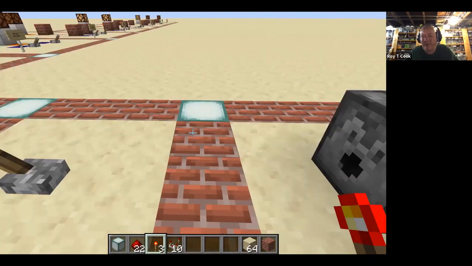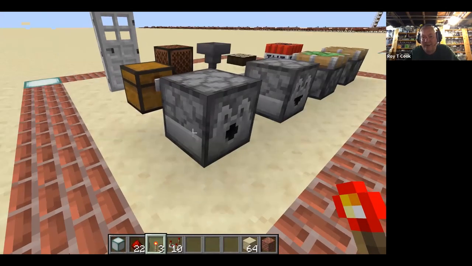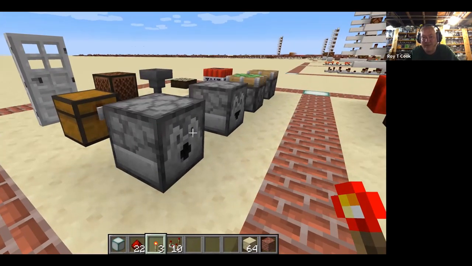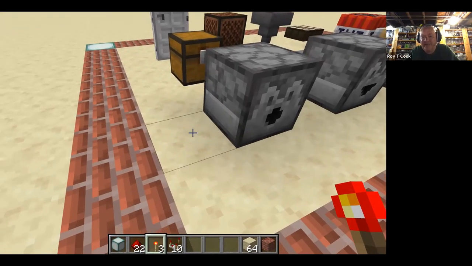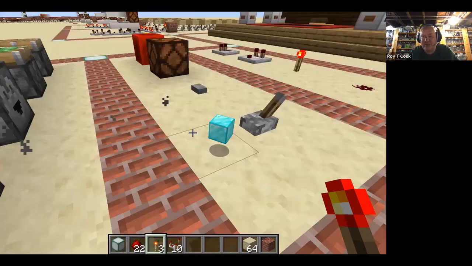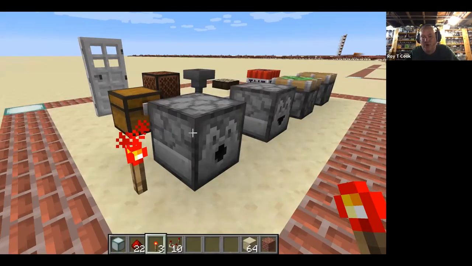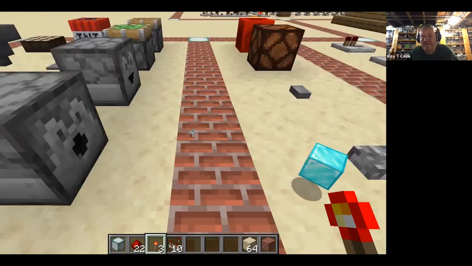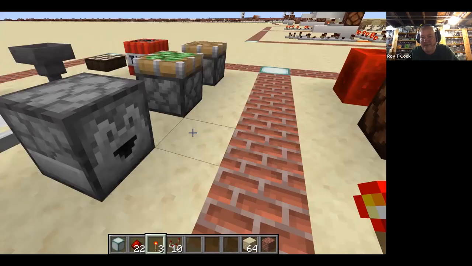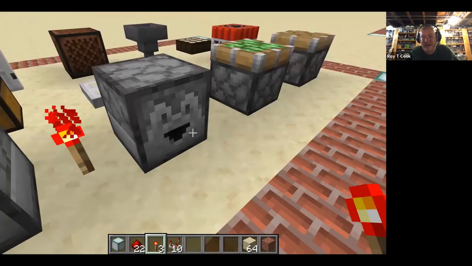So for example, this is a dropper, I believe. I always get the dropper and the dispenser mixed up. And basically, if you put a power source next to this, it will spit out, if you look, it's got an inventory, and it will spit out one of whatever's in there. This one does the same thing: put a power source next to it and it spits something out.